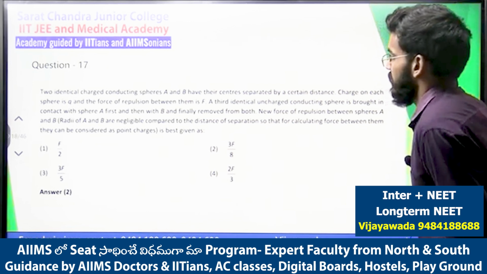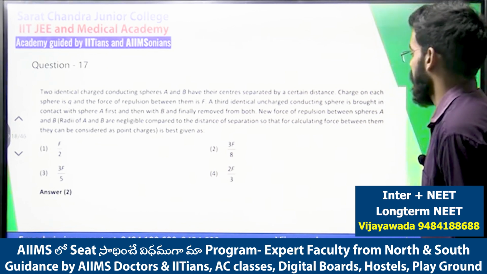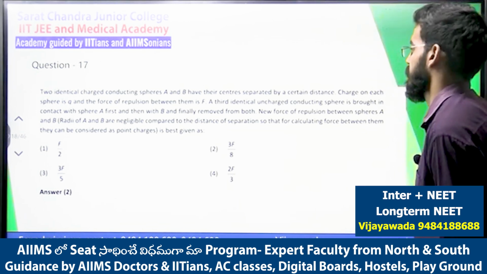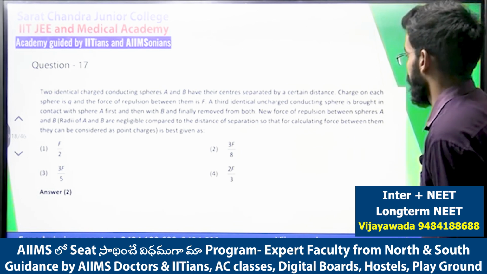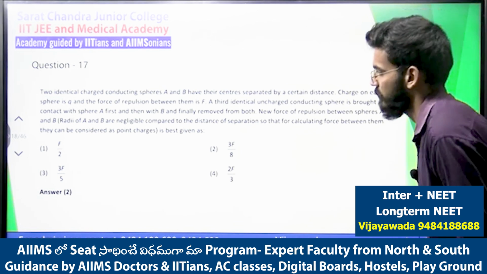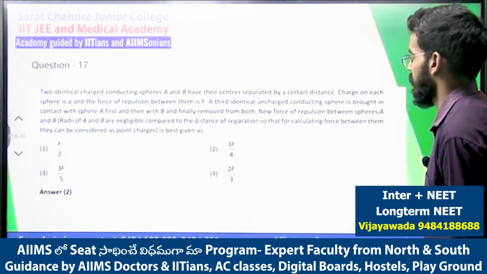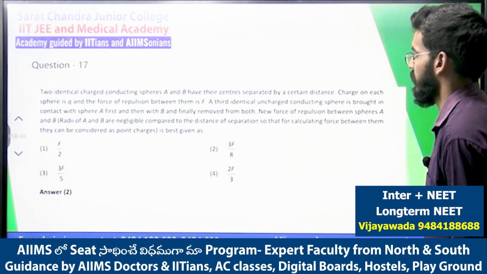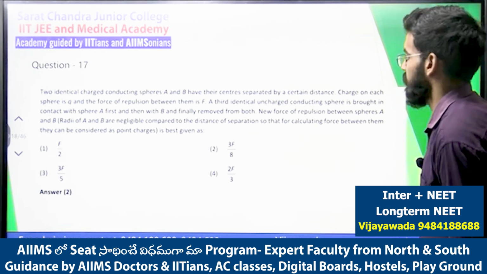Two identical charged conducting spheres A and B have their centers separated by a certain distance. The charge on each sphere is Q and the force of repulsion between them is F. A third identical uncharged conducting sphere is brought in contact with sphere A first and then with sphere B, and finally removed from both. Find the new force of repulsion between spheres A and B. The radii of A and B are negligible compared to the distance of separation, so they can be considered point charges.